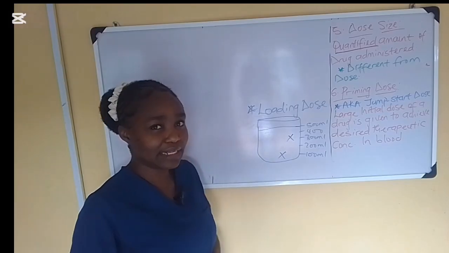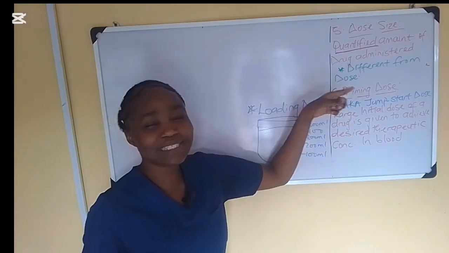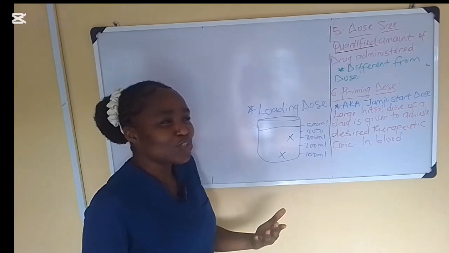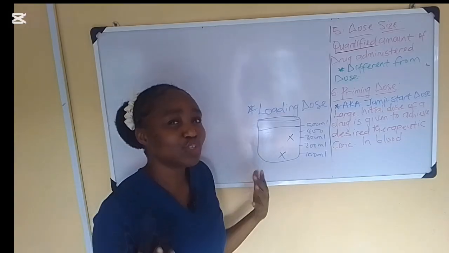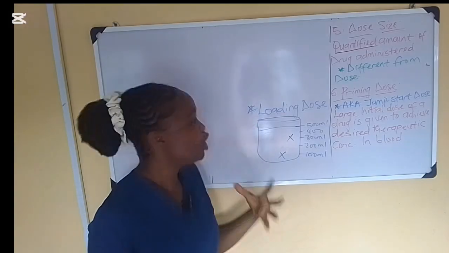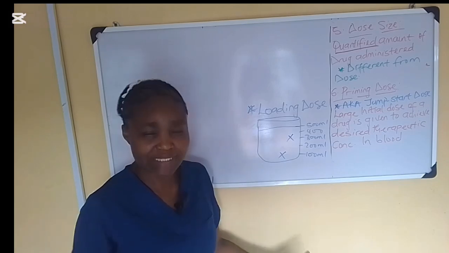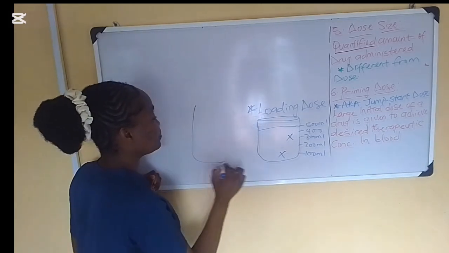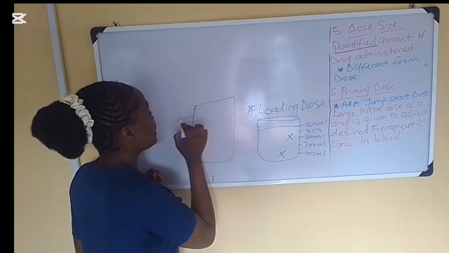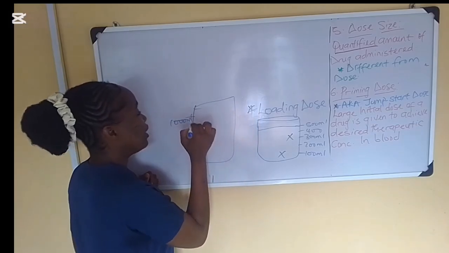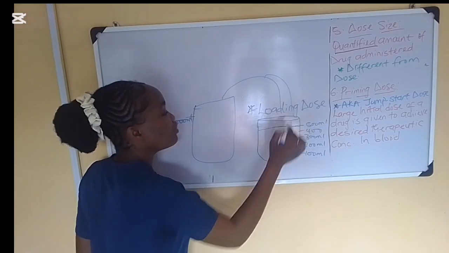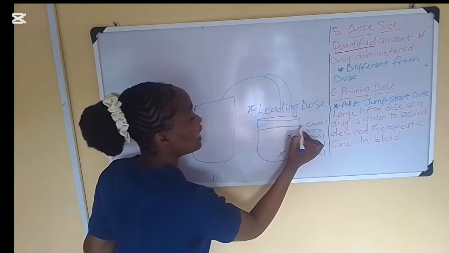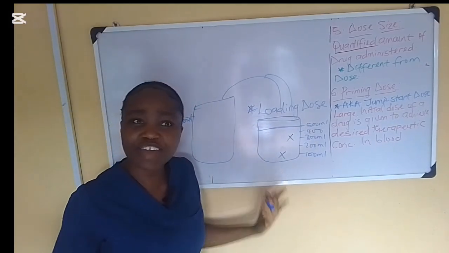I like to call this the jump start dose, meaning I need to get the drug concentration in the blood to 500 ml very fast. Now, how do we do this? I take a jug of water that is 1000 ml and pour off 500 ml, and it will stop exactly at this line, and that is my first dose.